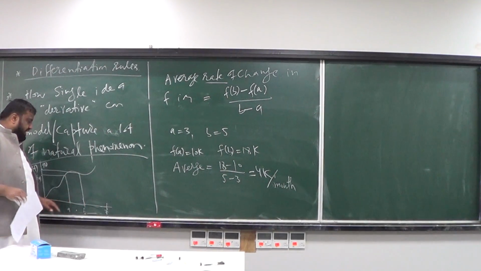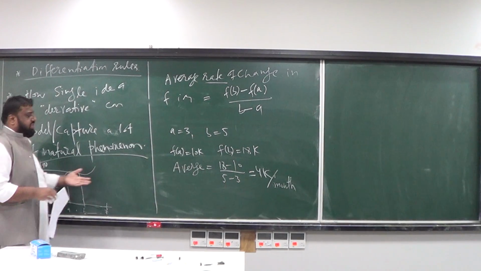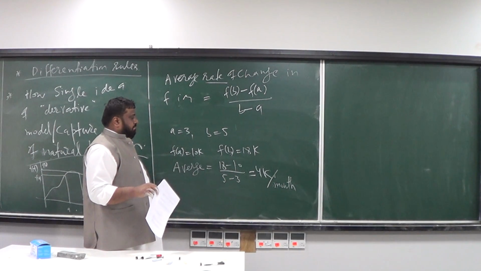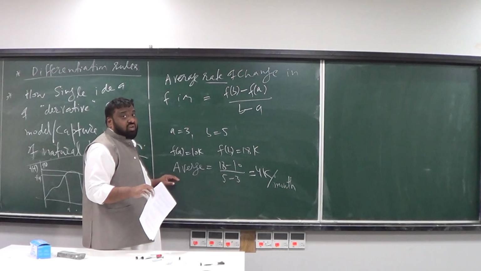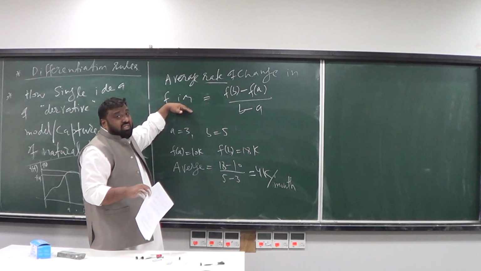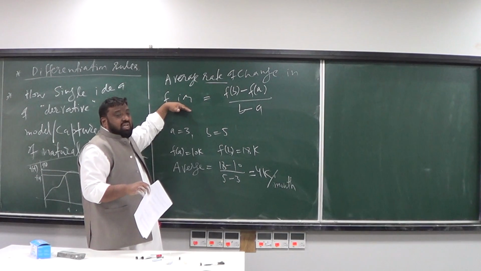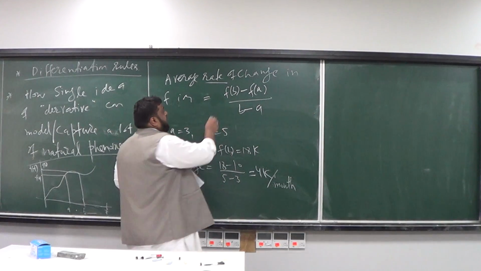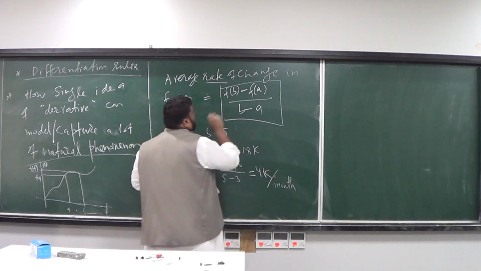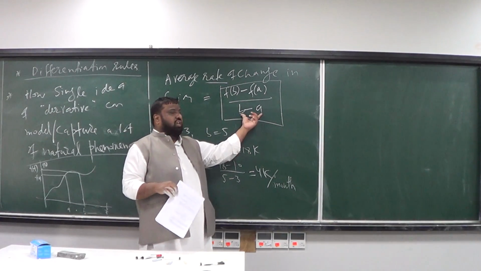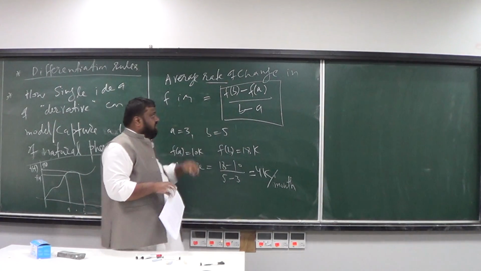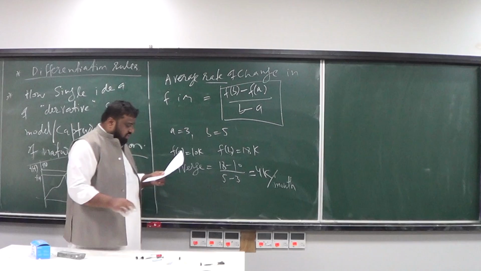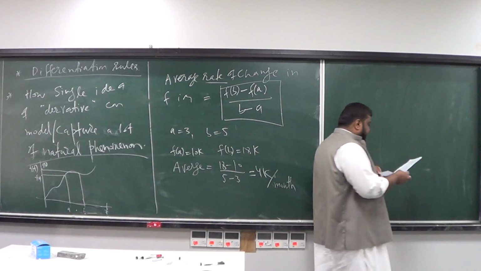If this is the month axis and this is thousands of dollars, then this is the average rate of change in the earnings of the software house during this time period. So this quantity gives you how much on average f is changing in this interval. This is what you need to keep in mind, and that's an important thing. So let's move on a little bit more.